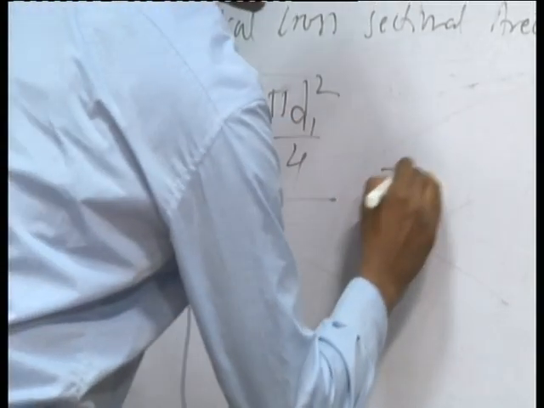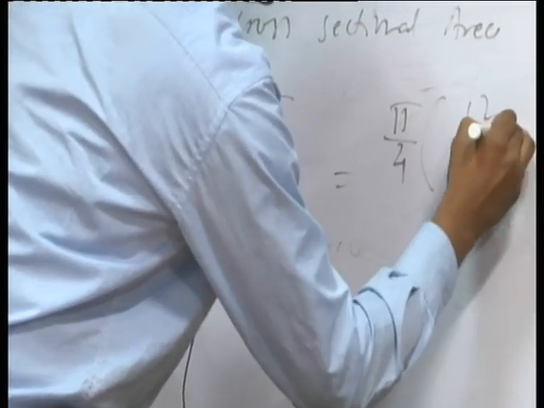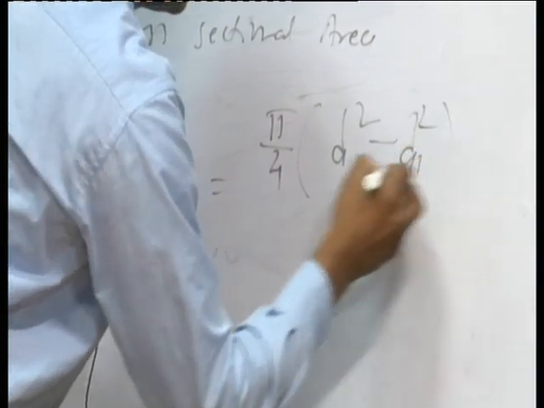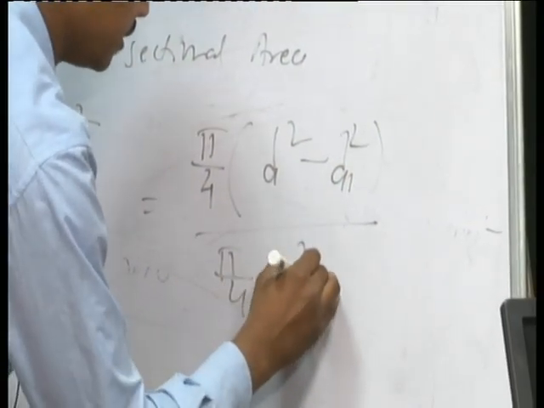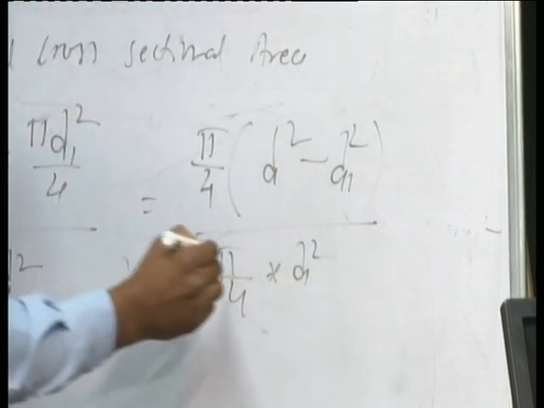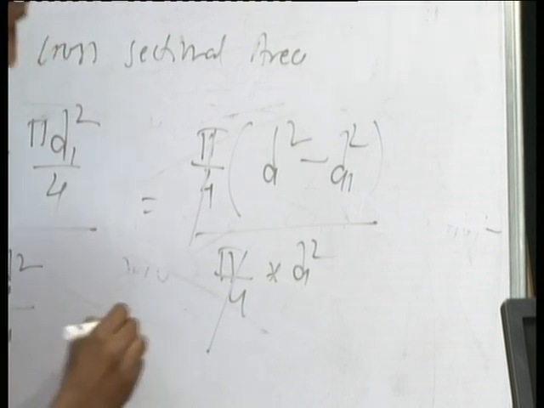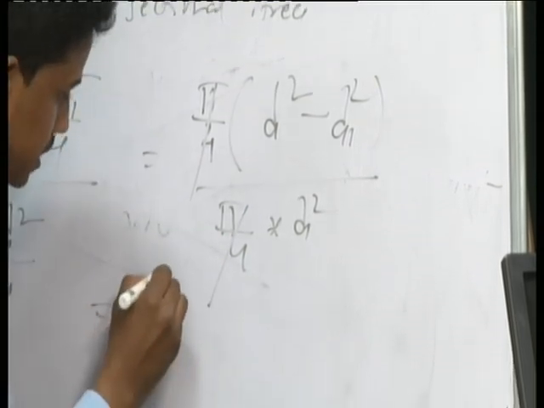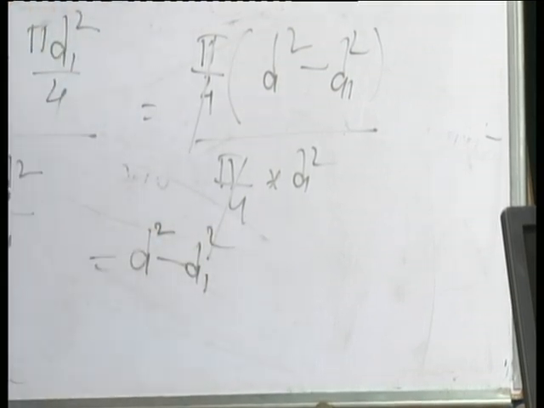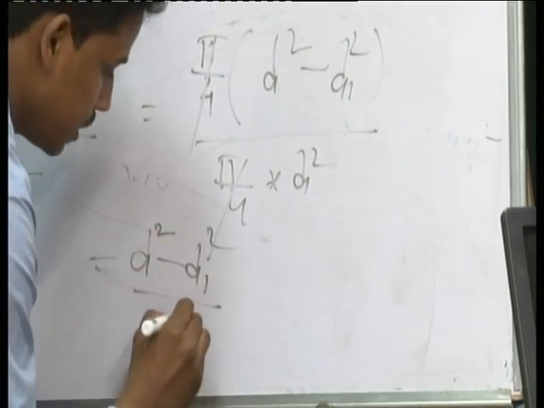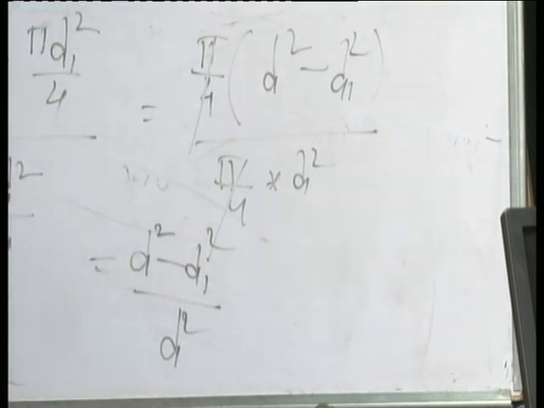If you take π by 4 as a common factor, in the above case, (d² minus d1²) divided by (π by 4) d², so that π by 4 gets cancelled. The expression will remain as (d² minus d1²) divided by d².